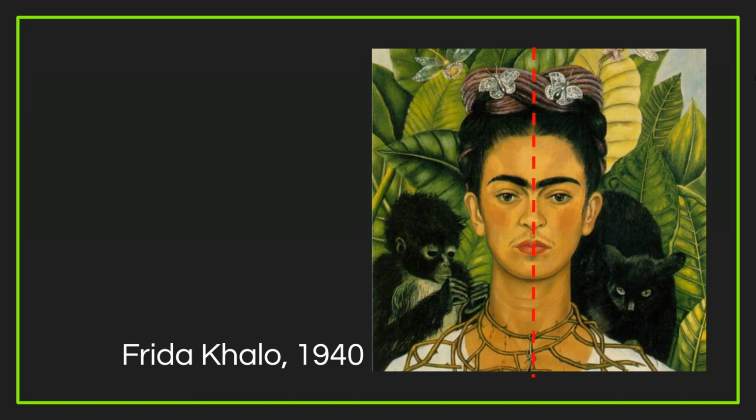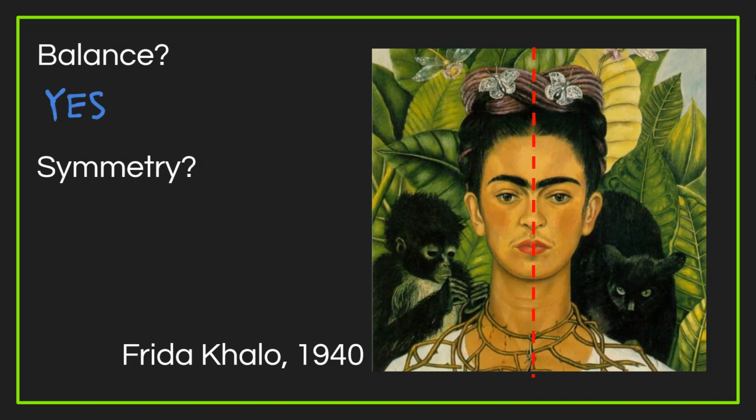So, if we have the question, does it have balance? I would have to say yes, it does. Now, if we're talking about symmetry, we have to choose between bilateral, radial, or asymmetry. Which one do we think fits the best?